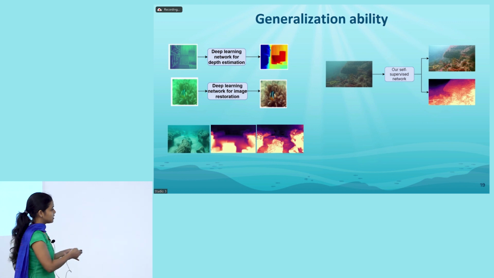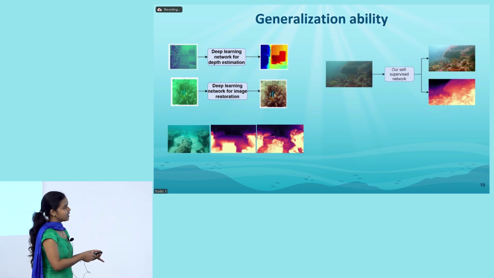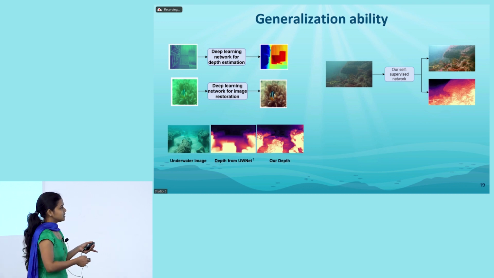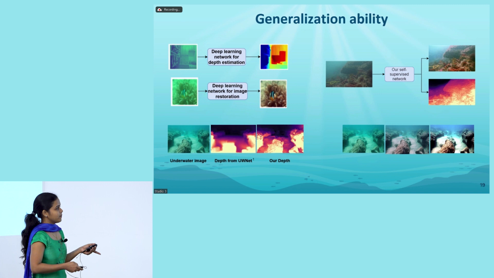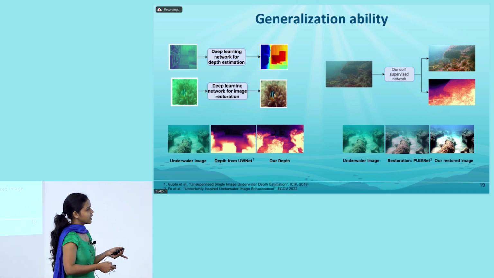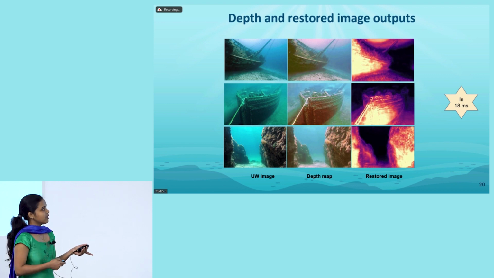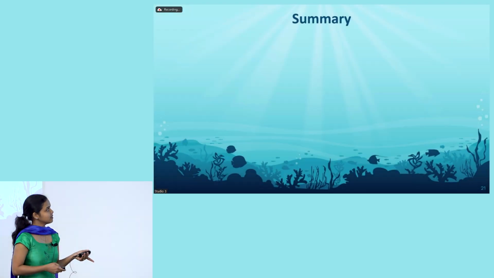Here is one example I have shown. Here you can see an image from some other data set. This is depth from a state of the art method. This is our depth. You can see the structure of this rock is actually lost using the state of the art method, but our depth is better. Here also, in the restoration output, you can see our restoration is better. These are some depth map and restored image outputs of some random images, and note that both the outputs are obtained simultaneously in real time in 18 milliseconds.